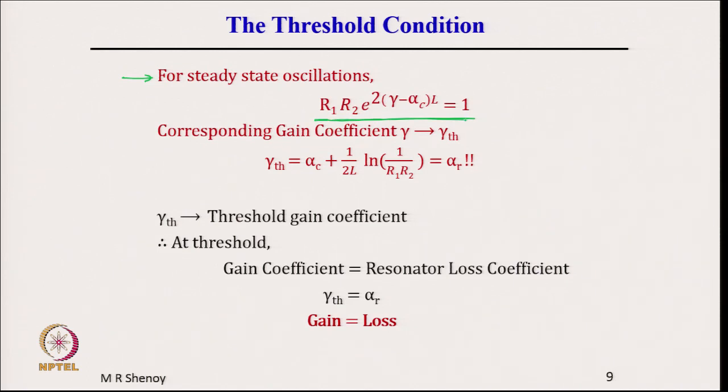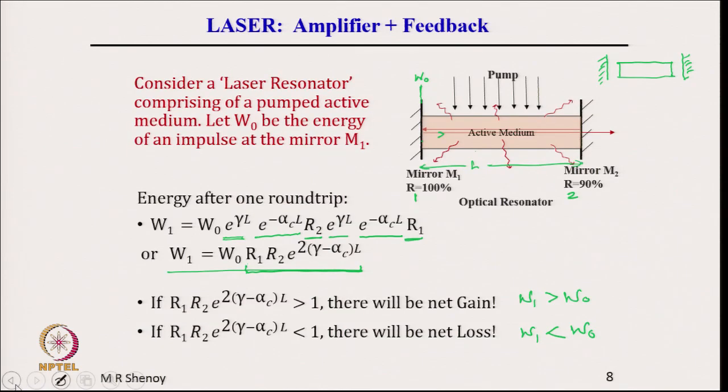R1 R2 into e to the power of, why? Because if this is the condition which is all the while satisfied, that means the light intensity is continuously building up with the time, because W1 is greater than W0. In the second round trip, W2 will be greater than W0, W3 will be greater. So, if this is the case, then W1 less than W2, next round W3 will be greater, and so on. So, the light intensity will keep on building up, there is no steady state.